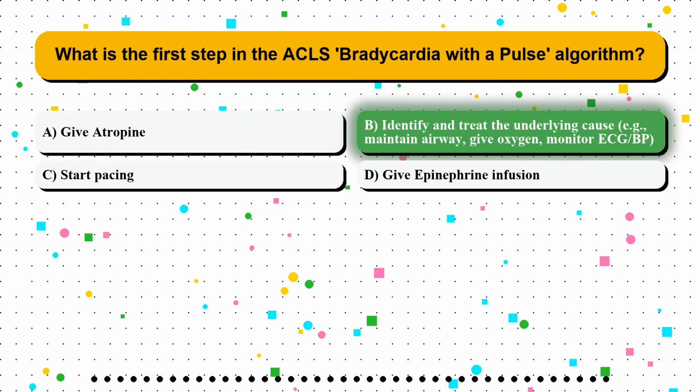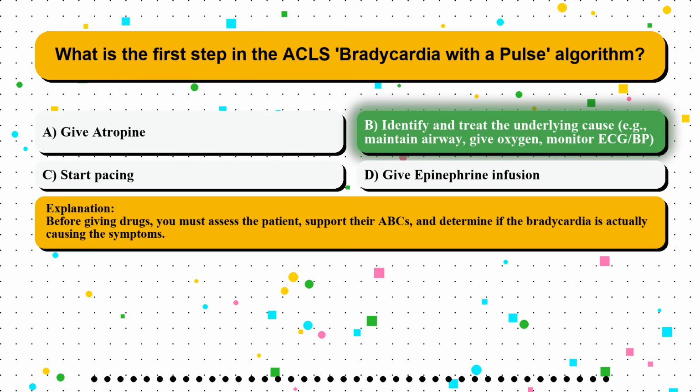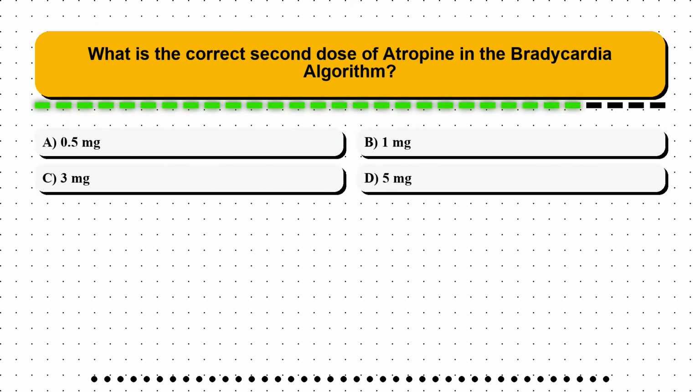The correct answer is option B, identify and treat the underlying cause, for example, maintain airway, give oxygen, monitor ECG/BP. Before giving drugs, you must assess the patient, support their ABCs, and determine if the bradycardia is actually causing the symptoms. Question 27. What is the correct second dose of atropine in the bradycardia algorithm? Option A 0.5 mg, option B 1 mg, option C 3 mg, option D 5 mg.